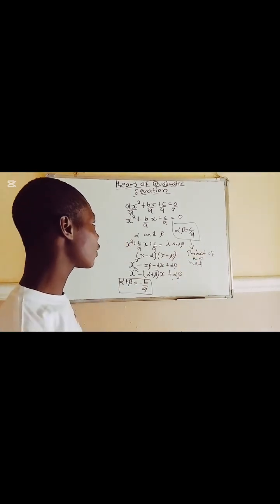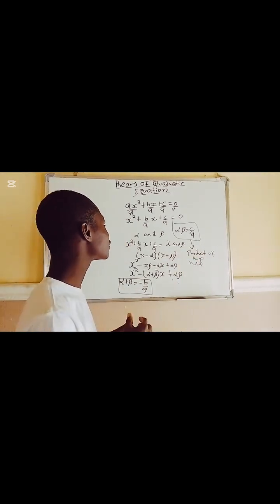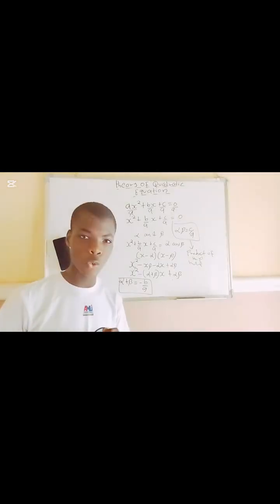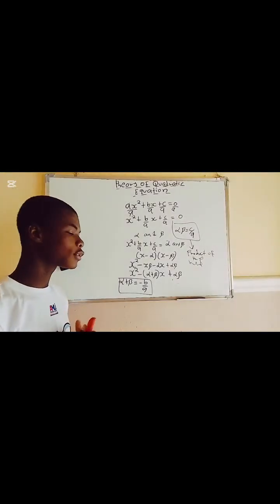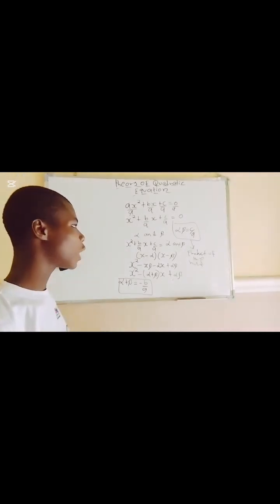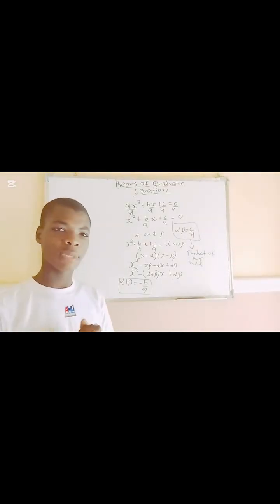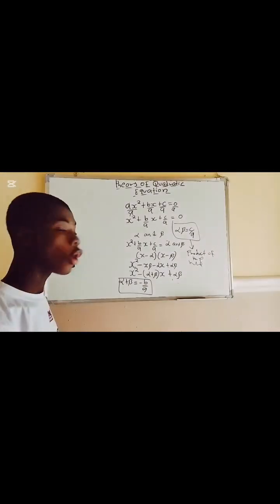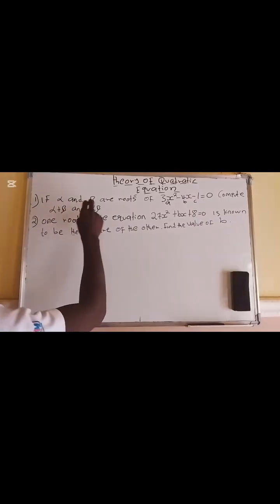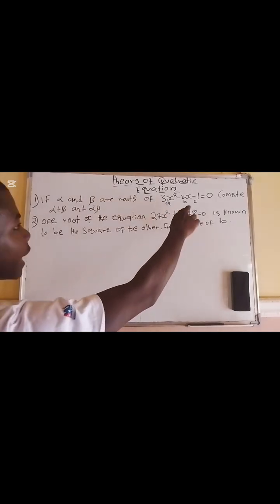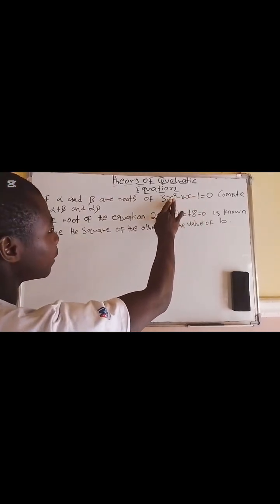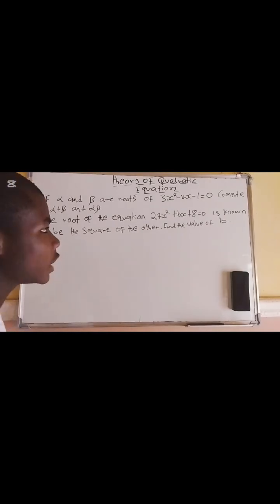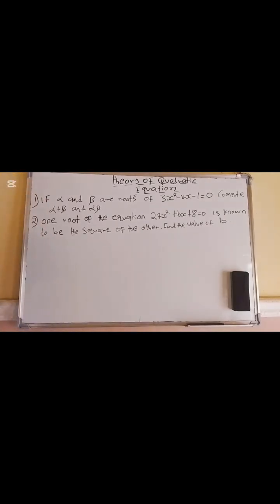So this is all I have for you in Introduction to Theory of Quadratic Equation: how the sum of the roots formula is proved, and also how the product of the roots formula is proved. Let me show you one or two examples. If alpha and beta are roots of 3x squared minus 4x minus 1 equals 0, compute alpha plus beta and alpha beta.